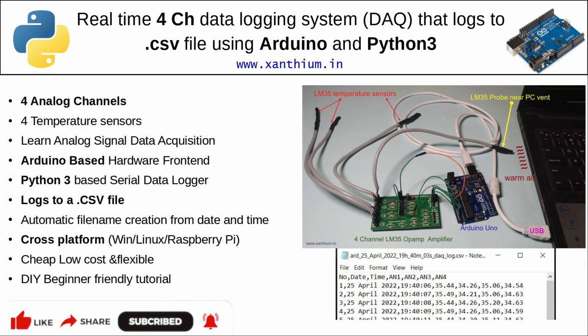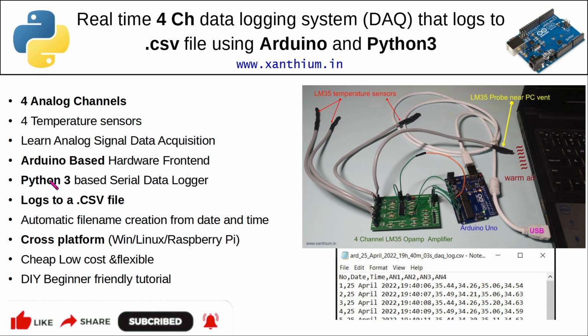So on the right side image, you can see our data acquisition system. It consists of 4 analog temperature sensors and an analog front end comprising of LM324 Opamp. Then an Arduino UNO is used, which is used to digitize the analog signals and is sent to the PC. Now you can either use LM35 temperature sensors or other analog temperature sensors like thermistor. Now you can also use this device to monitor other analog parameters also.